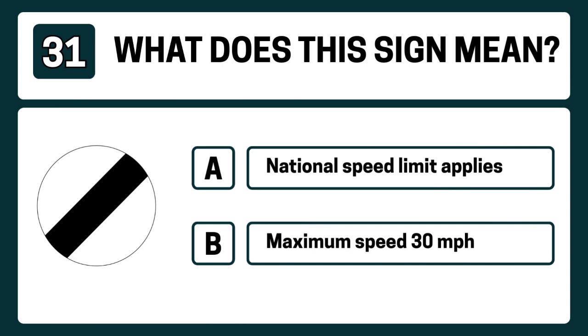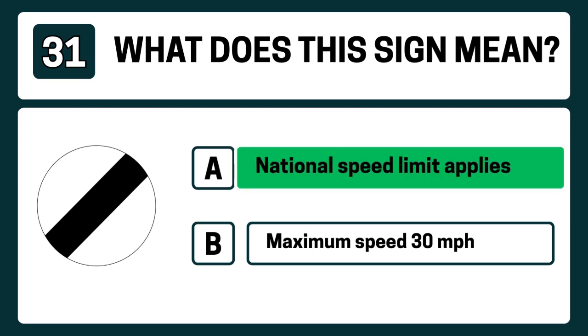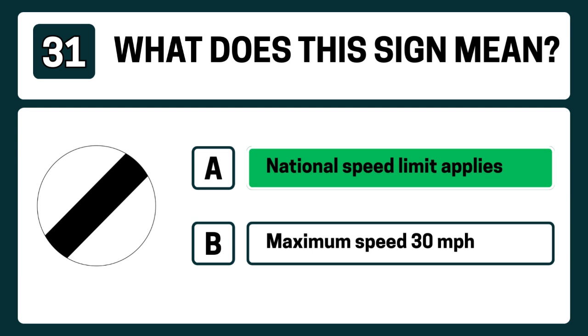What does this sign mean? National speed limit applies or maximum speed 30 miles per hour? That's correct. The national speed limit sign shows that the national speed limit applies.